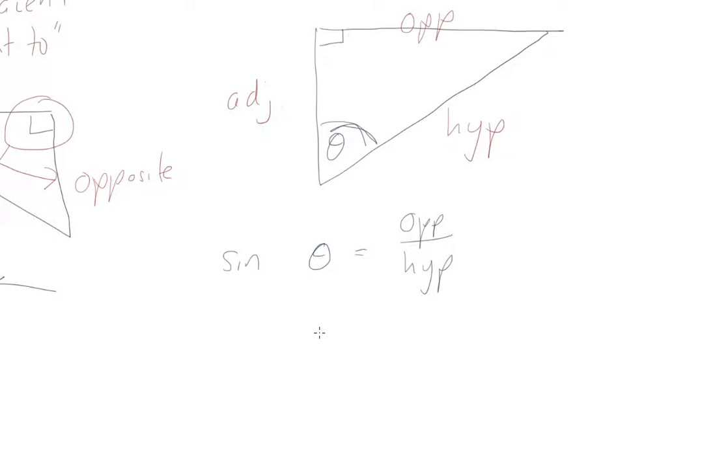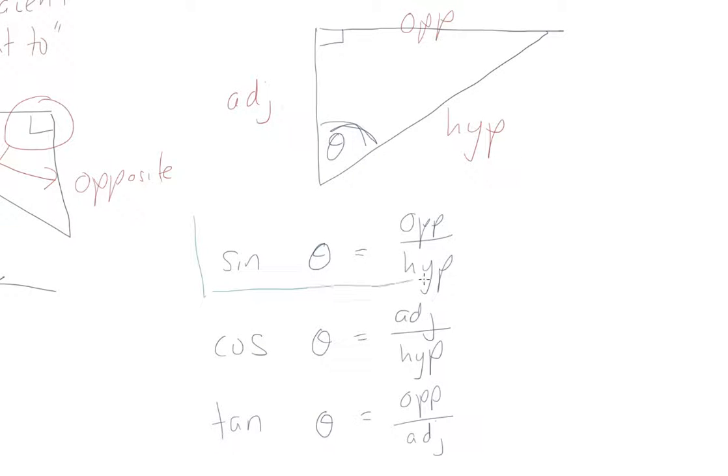My next ratio, I'm going to have the adjacent over the hypotenuse. And adjacent over hypotenuse we call the cosine ratio, or just cos. And our last ratio is going to be the opposite over the adjacent, and that is my tan ratio. So tan theta equals opposite over adjacent. These 3 ratios you need to know. These 3 should be memorized.